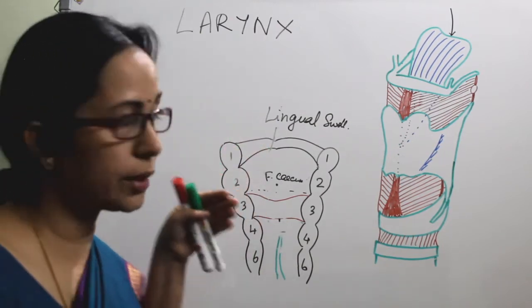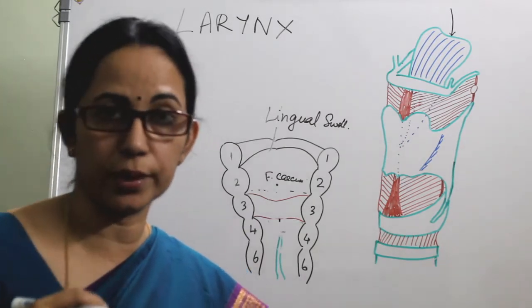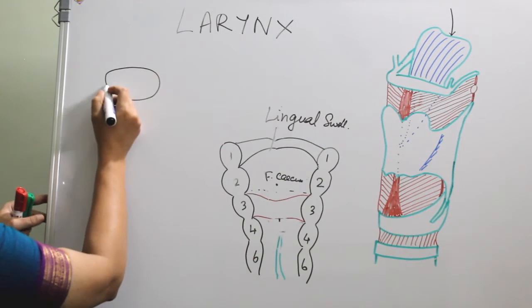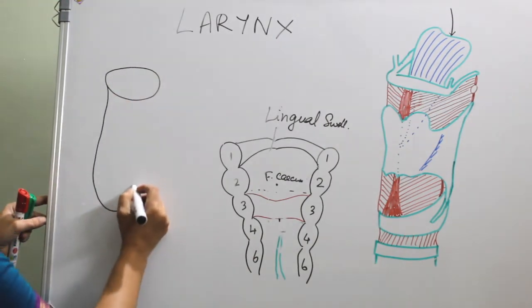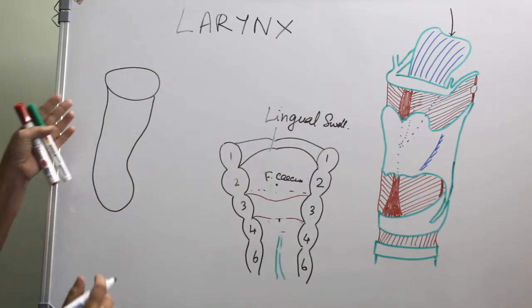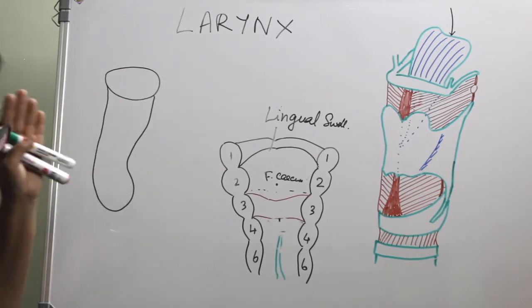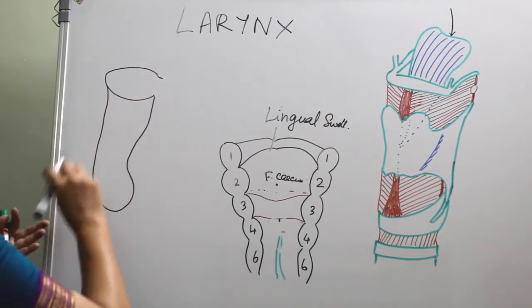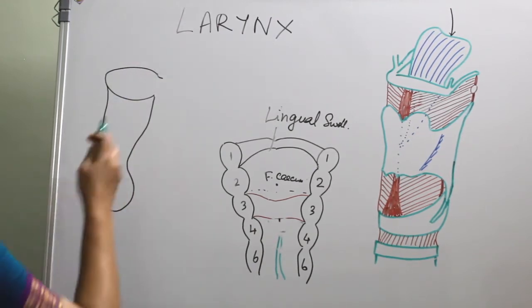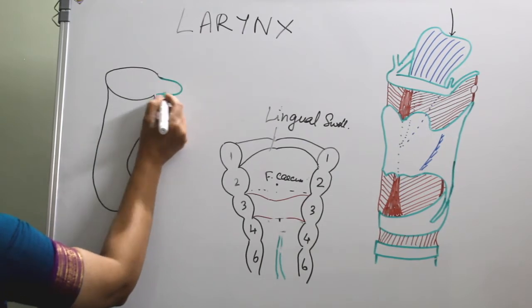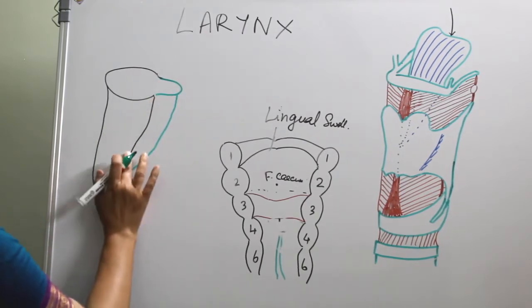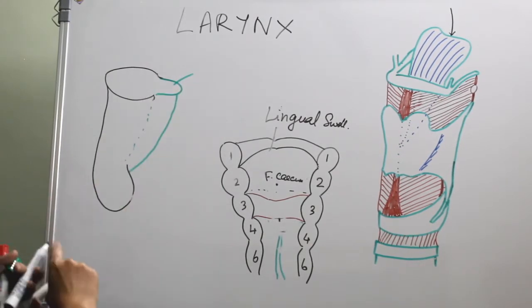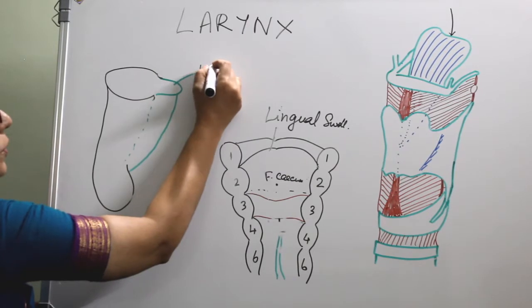So caudal to the foramen cecum there comes the foregut. This is your foregut or the pharynx. From the ventral wall of the foregut there comes a groove, which is called the laryngotracheal groove.